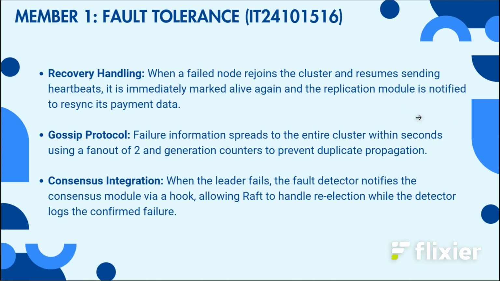We also implemented a gossip protocol. This allows failure information to spread quickly across the cluster, instead of waiting for every node to detect the same failure independently. In addition, if the failed node is currently the leader, the fault detector notifies the consensus module so Raft can begin re-election.